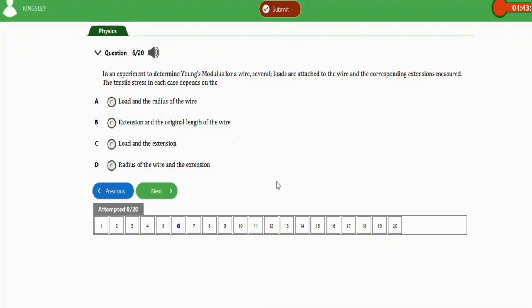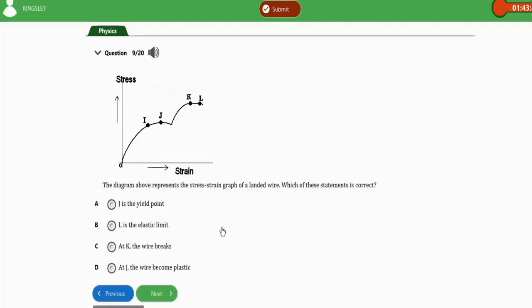So let's go to the next repeated question. We have this diagram. The diagram above represents the stress strain graph of a loaded wire. Which of these statements is correct? J is the yield point, L is the elastic limit, at K the wire breaks, at J the wire becomes plastic. So guys, the correct option to this question is option A, which is J is the yield point. Alright, so that's it for this question.